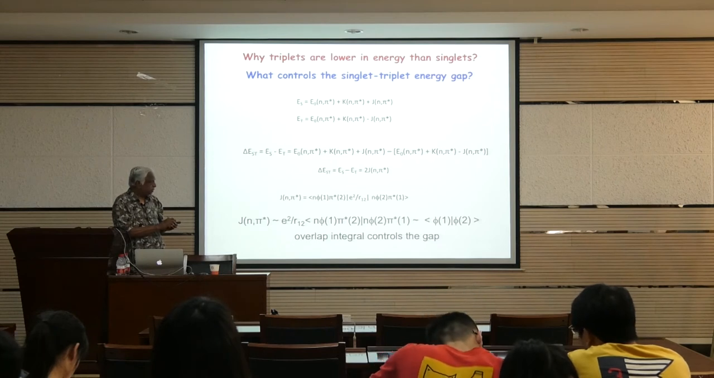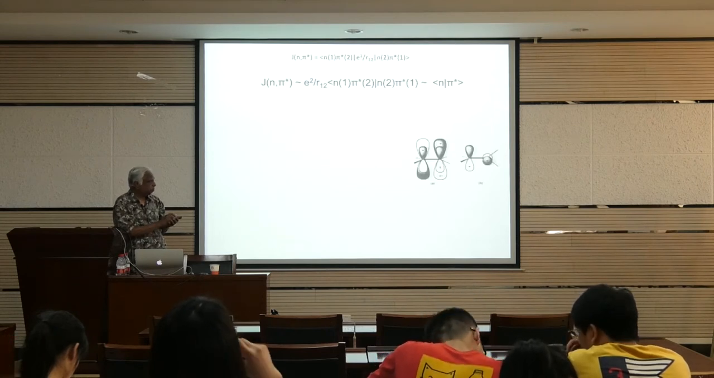So the overlap, for example, if you talk about pi and pi star, there is a pi orbital between a carbon and a carbon. The pi orbital is here, and the pi star orbital is in the same area but a little bit above.